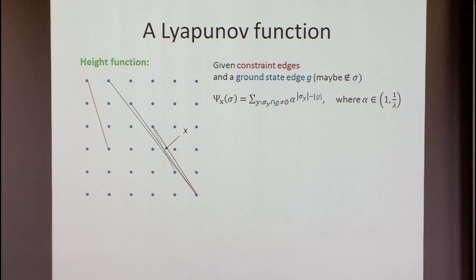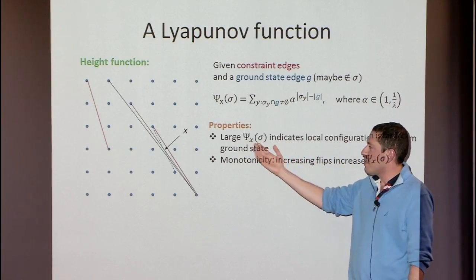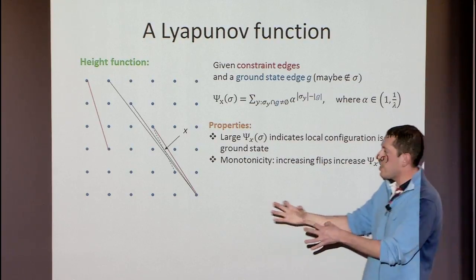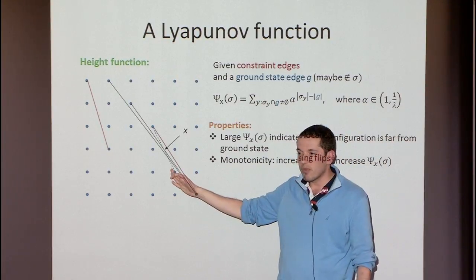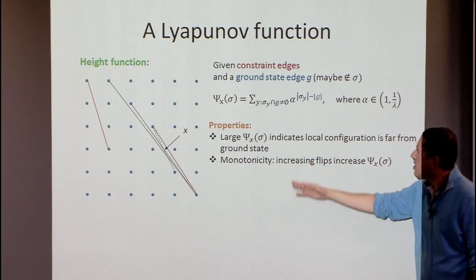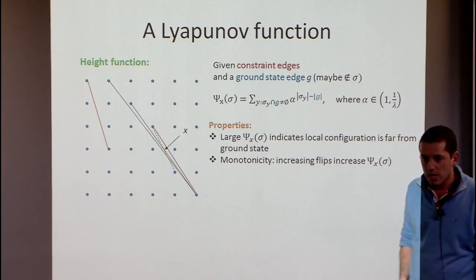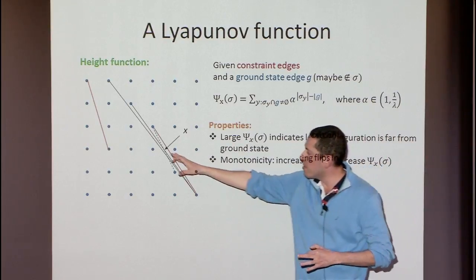And now let me just mention two useful properties of this crossing. This crossing sounds very strange at first, but there are some interesting facts about it. The first fact is that the larger the value of the function at x, the farther away the local configuration around x is from the minimum value. Just to take an example, suppose that the blue edge was in the triangulation. This means that no other edge would cross the blue edge besides the blue edge itself. So this function would be just alpha to the blue edge minus the blue edge, which is alpha to the 0, so it would be 1. This function is 1 if the blue edge belongs to the triangulation, so if the edge at midpoint x is at the minimum value.